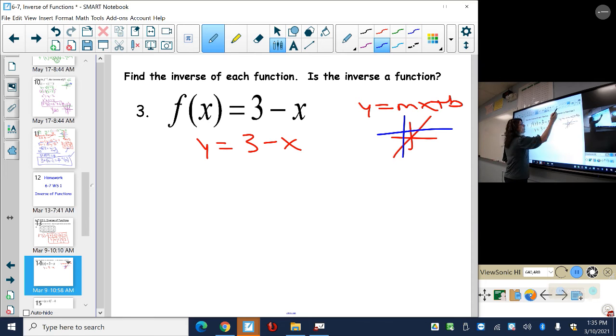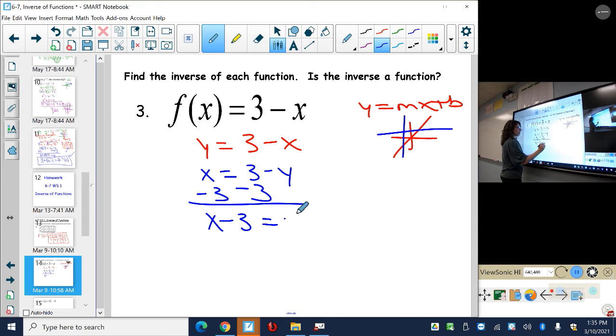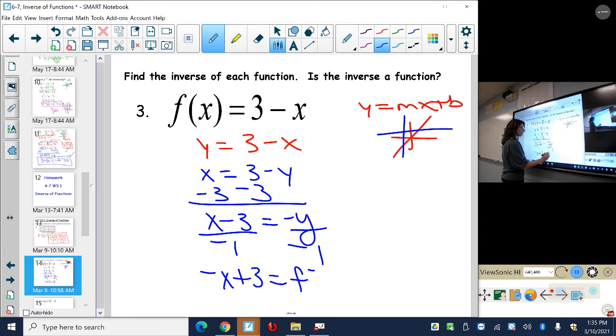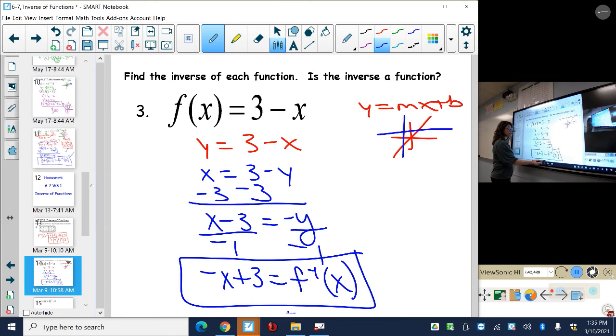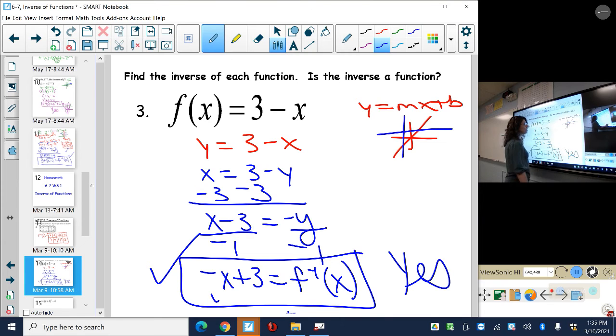So I'm going to swap out x and y. And I'm going to subtract 3. I'm going to divide by -1 to give me negative x plus 3 is equal to f inverse of x. Now, is this a function? Well, sure, because it absolutely is just another mx plus b, so therefore, yes, it is a function. Okay?